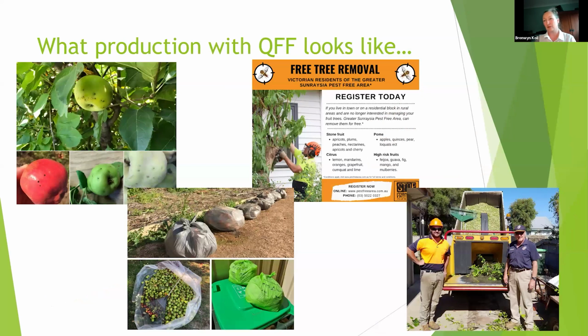So some examples of what other areas are doing with Queensland fruit fly and what trying to do fruit production with Queensland fruit fly looks like. You can see there's damaged fruit. There's a huge effort to clean up the fruit and bag it and try and dispose of it in a practical way. Other areas like Shepparton and Mildura are doing tree removal programs.